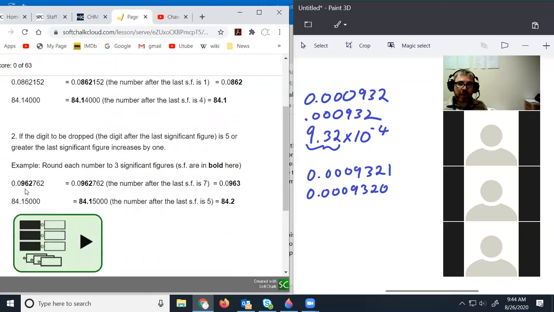Here's an example of that over here. 0.0962, we needed 3 significant figures. The next one's a 7, so we know it becomes 0.0963. Does anybody have any questions about rounding? I didn't really want to spend too much time on that because I think most people are okay with rounding.